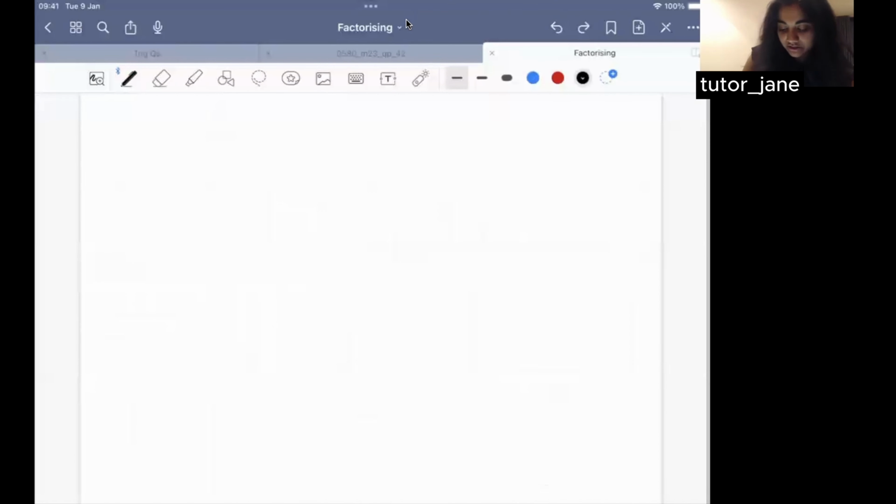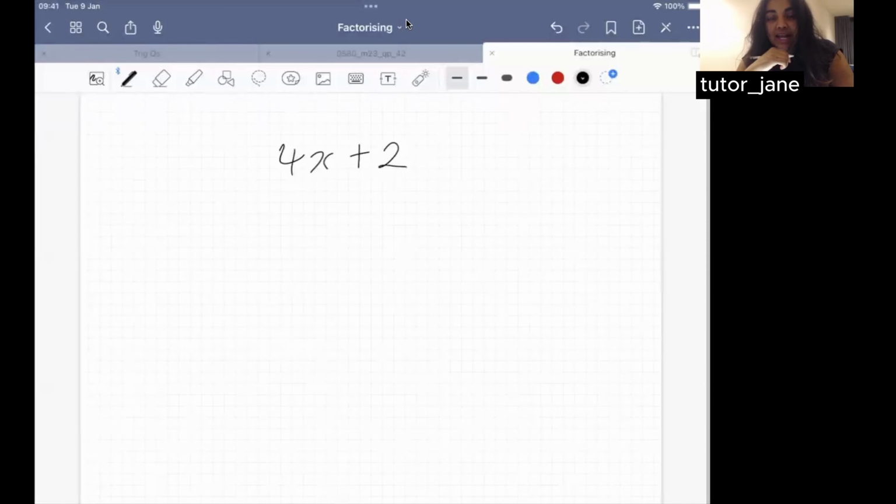Okay, so what does it mean to factorize? You might get given a question like 4x plus 2 and be asked to factorize it. To factorize this, we're going to take a look at every single component of our expression. In this case, we've got two elements: a 4x and a 2. Then we're going to see what all the elements have in common that we can take out of each element. By that I mean, what can we divide everything in the expression by?